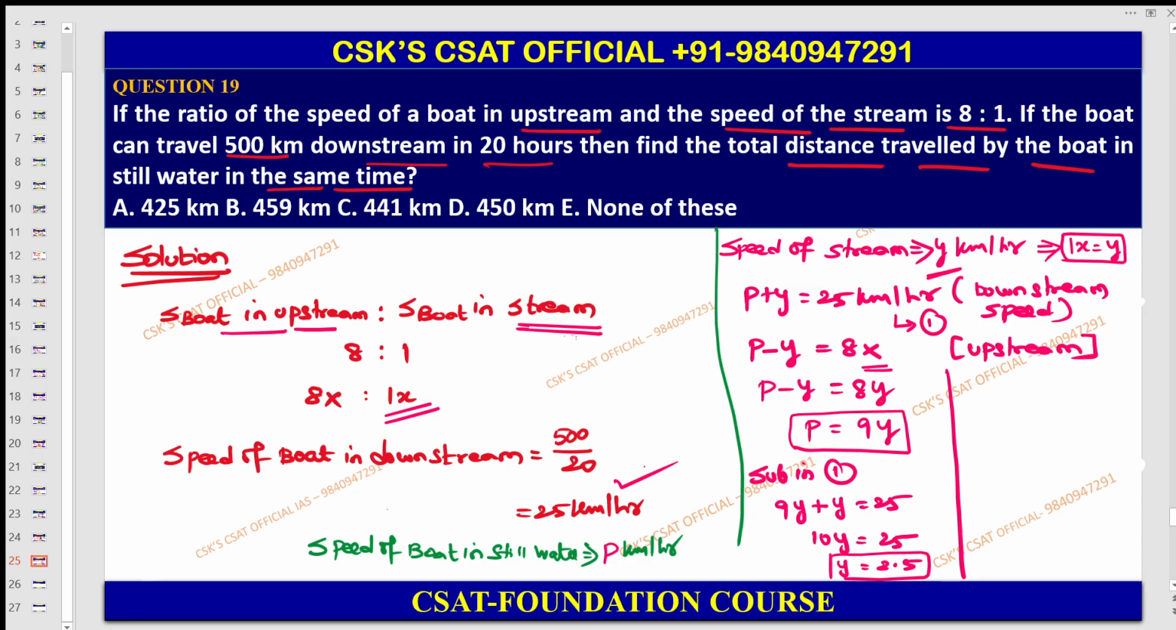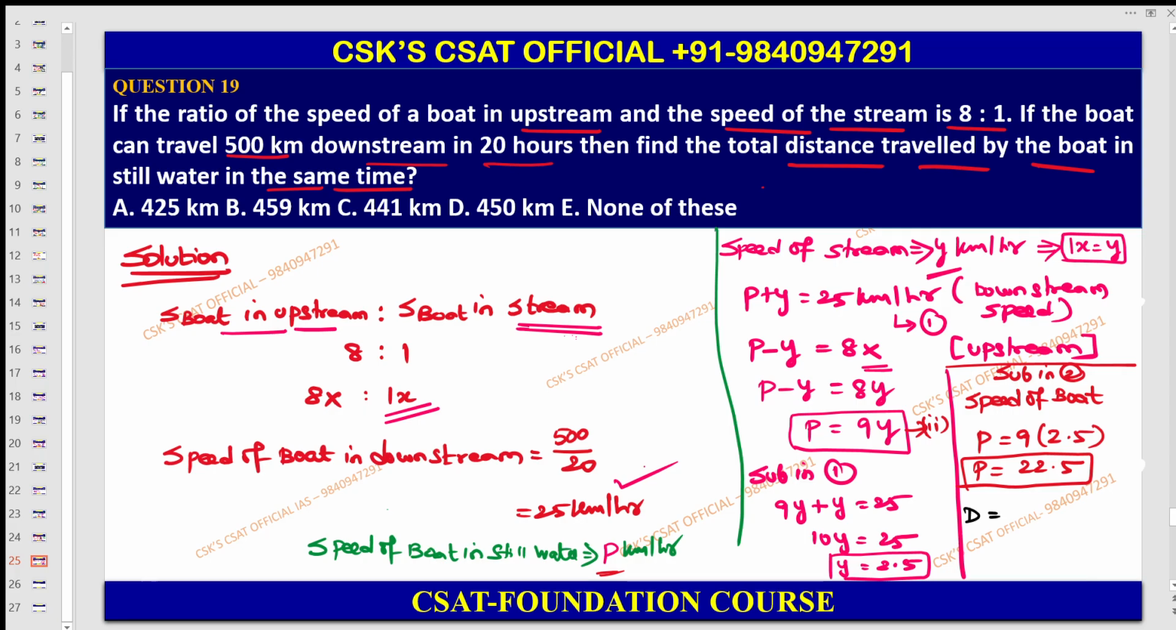Now, after knowing the speed of the stream, we can find out the speed of the boat here. What is the speed of the boat? p. So what is p? p is equal to 9 into y, 2.5. If you want, you can take this as equation number 2, substitute into it, that is better. So now p is equal to 22.5. After knowing this, you can easily find out the distance.